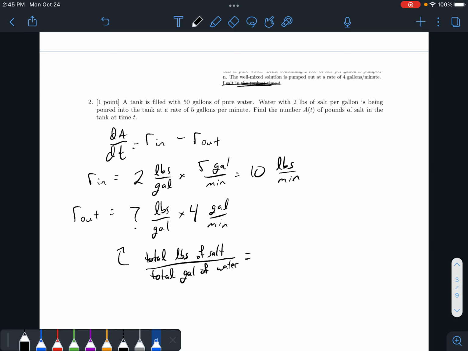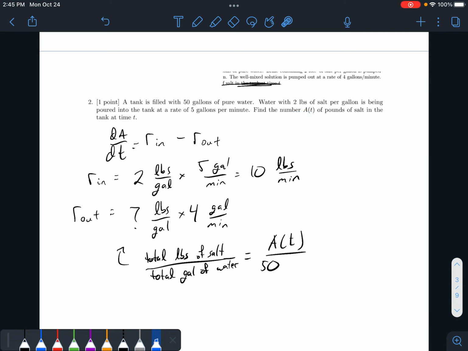So what is the number of pounds of salt at time t? We can't say what this is explicitly, but A of t is just that function. So A of t is the number of pounds of salt in the tank at time t. And how many gallons of water do we have at time t? So we start with 50 gallons of water, and then water with 2 pounds of salt, blah, blah, blah.